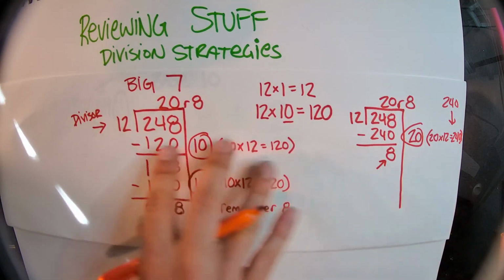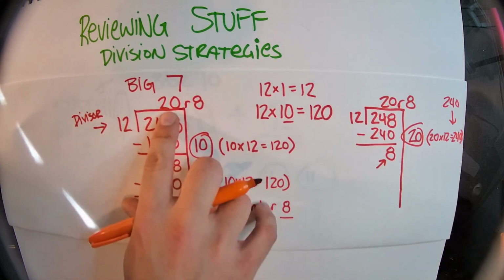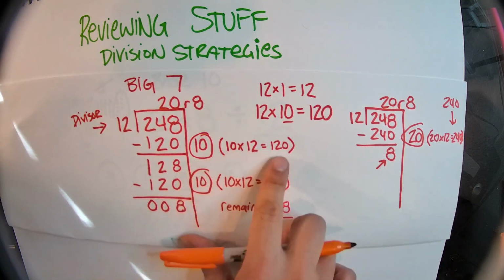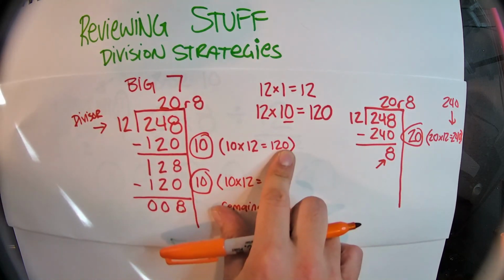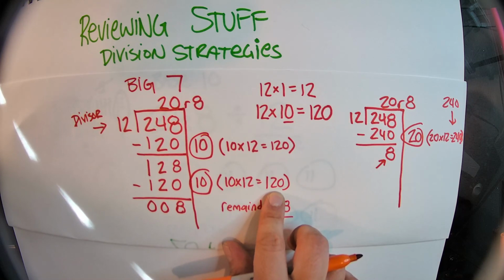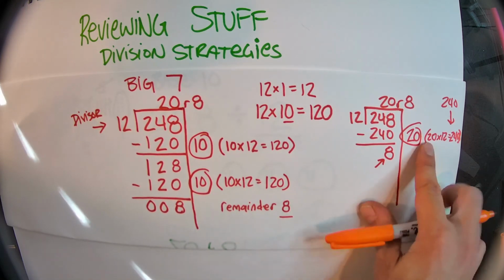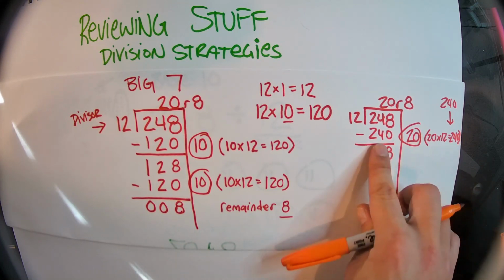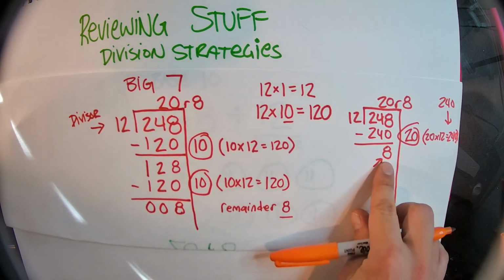You're taking out groups of the divisor. So in both of these, we ended up taking out 20 groups. In this one, we did 10 at a time. So 10 groups of 12 was 120. 10 more groups of 12 was 120. And then we had 8 left over. On this part, we said that 20 groups of 12 was 240. So we were able to get rid of 240 right away and have a remainder of 8.